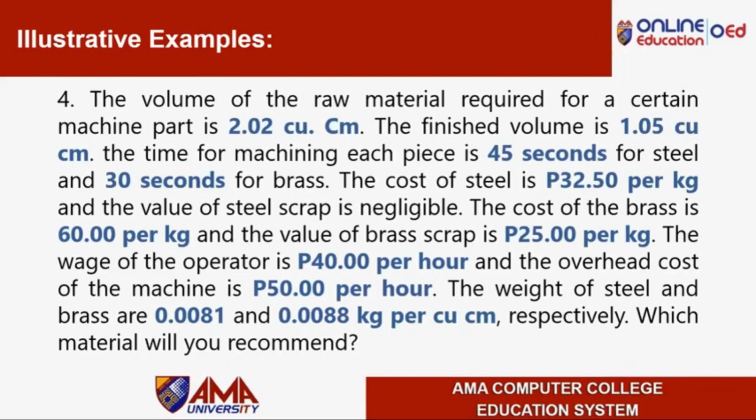Next, the volume of the raw material required for a certain machine part is 2.02 cubic centimeters. The finished volume is 1.05 cubic centimeters. The time for machining each piece is 45 seconds for steel and 30 seconds for brass. The cost of the steel is 32.50 pesos per kilogram, and the value of the steel scrap is negligible. So it means that it's fixed.